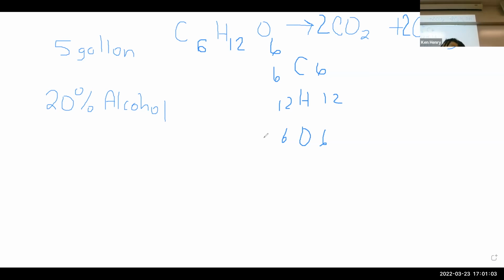Okay. So if we want 20% alcohol of a 5-gallon tank, right? So 20% by weight. 20% of it has to be alcohol, and that means 80% of it is going to be water. So we know that the density of that is going to be roughly the density of water, right? Clear on that? So then calculate how much sucrose am I going to need for a 5-gallon reaction.